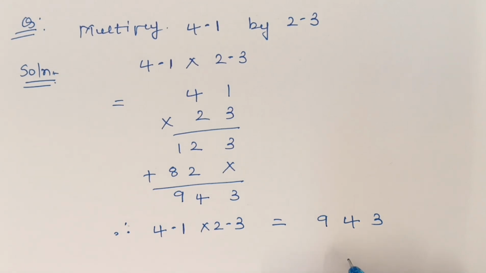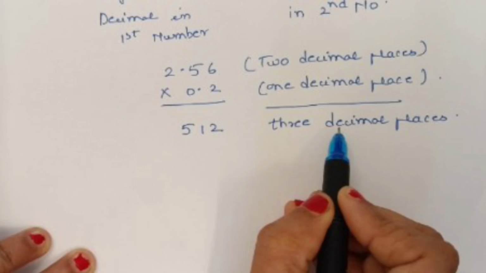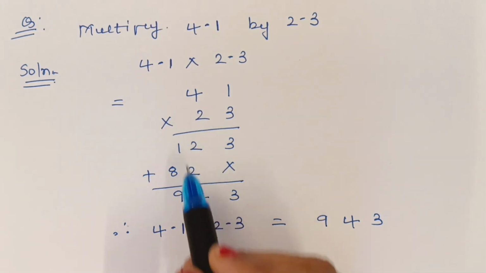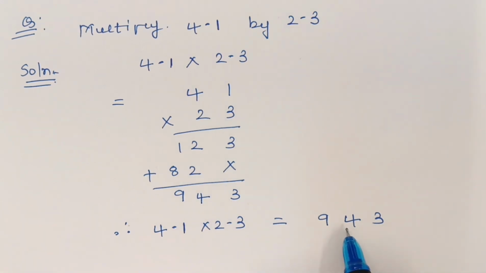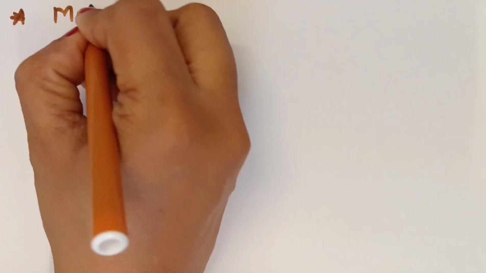Wait, now after this what did I say? Number of digits after decimal in first number. So you have one decimal place. Number of digits after decimal in second number. You have one decimal place. So one decimal place plus one decimal place. It means two decimal places. You have to place the decimal point after two decimal places, but start from ones place. Ones, tens. So your final answer is what? 9.43. Now let's switch to the next page.